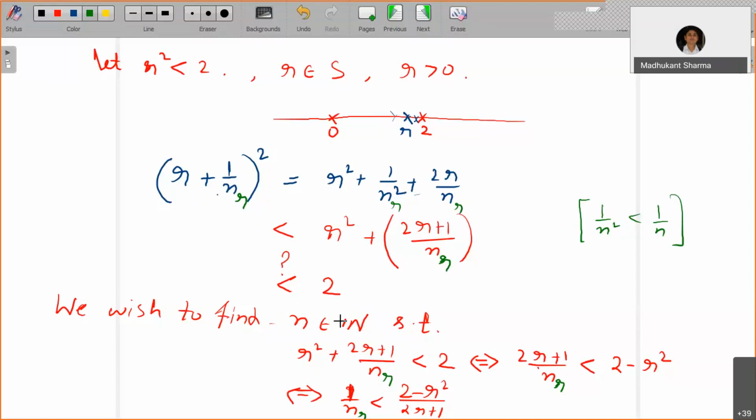So we wish to find an n such that this inequality is true. There should be at least one n satisfying this, then we are through. This inequality holds if and only if the following happens. You send r square to the right. Note that r square is less than 2, so 2 minus r square is greater than 0. Now 2r plus 1 is also greater than 0, so you can send 2r plus 1 to the right. So 1 by n is less than 2 minus r square by 2r plus 1.